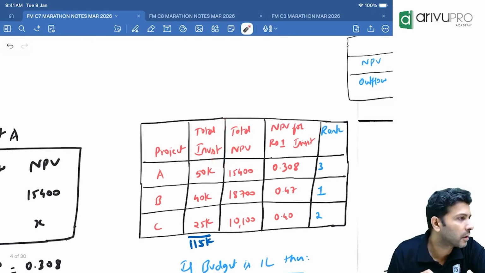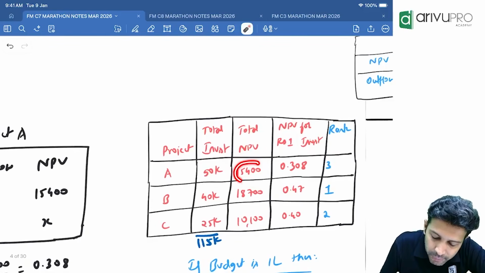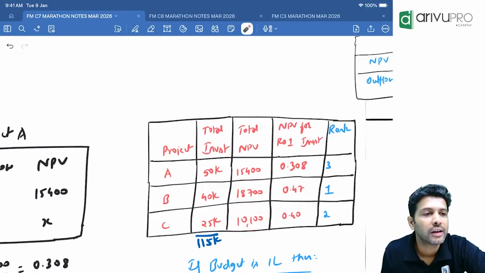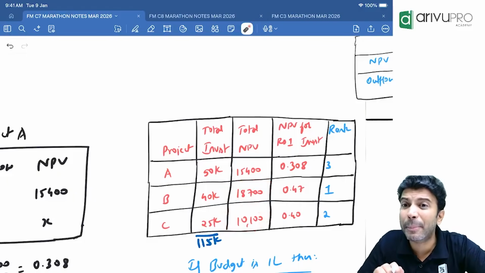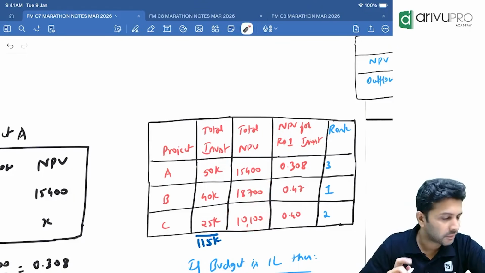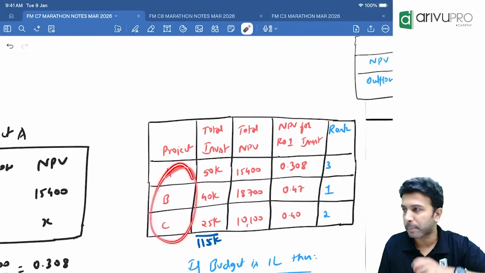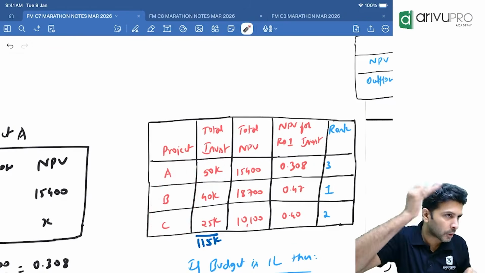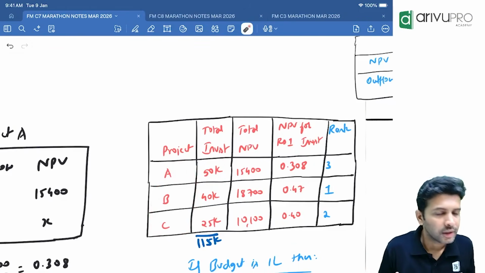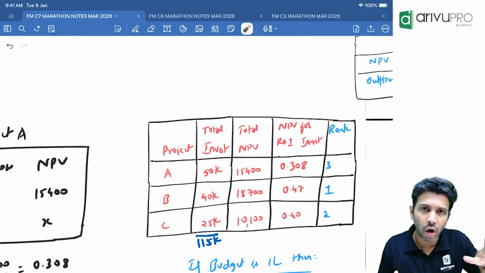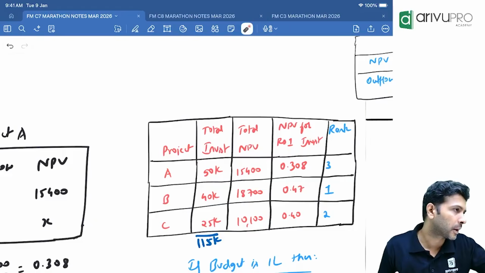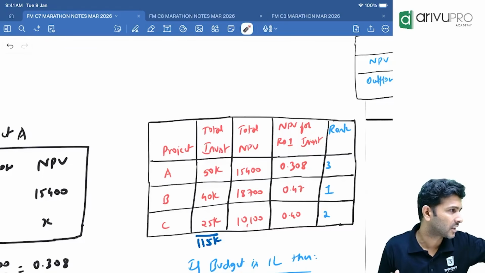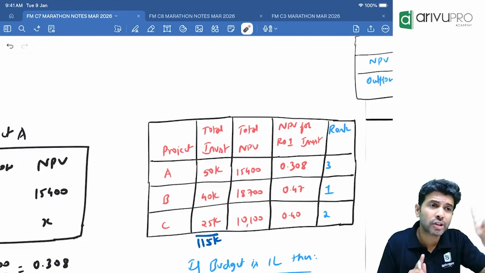NPV also, let's say they have given in the question. What is A's NPV? 15,400. B's, assume 18,700. C's 10,100. Sir, NPV is a benefit. NPV is a benefit. Now you tell me, the NPV decision rule is, if there is only one project, if NPV is greater than or equal to 0, then accept that project. If NPV is lesser than 0, meaning if NPV is negative, then reject.